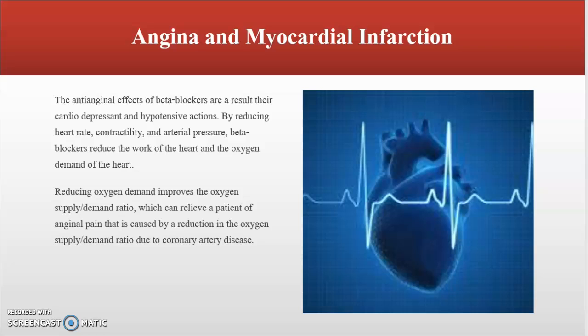I mentioned angina and myocardial infarction. The anti-anginal effect of beta blockers is a result of their cardiodepressant and hypotensive actions. So by reducing heart rate, your pulse, contractility, and arterial pressure, beta blockers reduce the work of the heart and the oxygen demand of the heart. And so by reducing this oxygen demand, we are improving the oxygen supply and demand ratio, which will essentially relieve a patient of anginal pain that is caused by this reduction in oxygen supply and demand due to coronary artery disease.